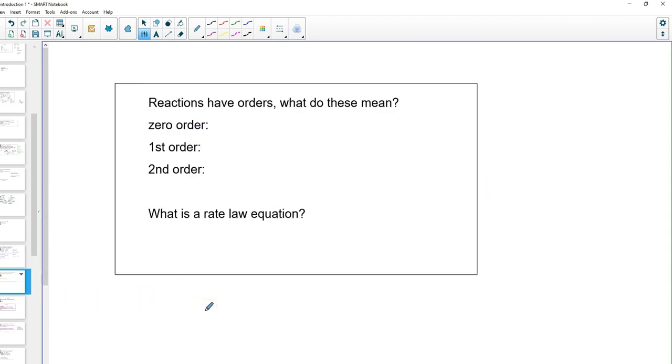So reactions have orders. What does this mean? We'll talk about this again in other places, but zero order essentially means that concentrations of reactants have no effect on rate. There are lots of examples of this. I would say, for example, alcohol and digestion by your liver. It only digests so fast.